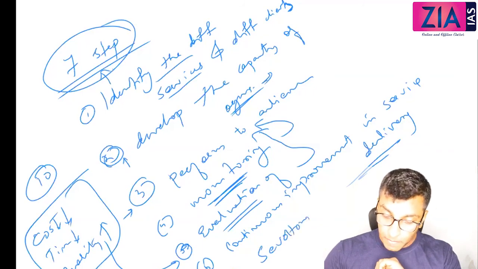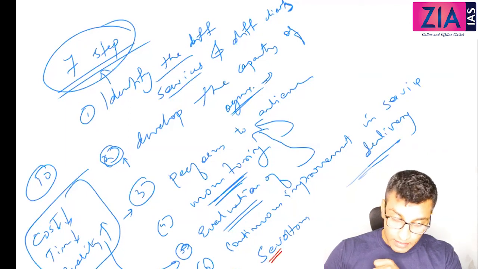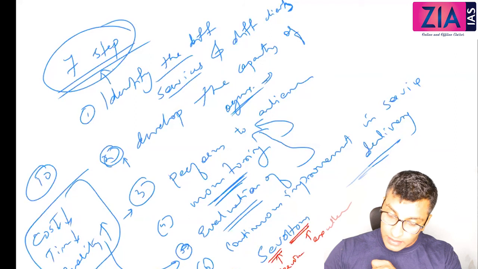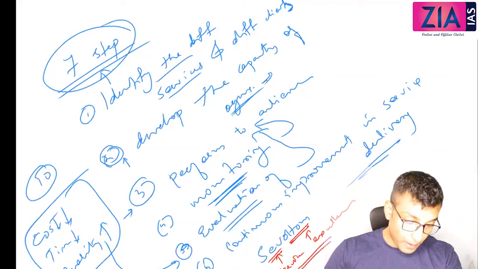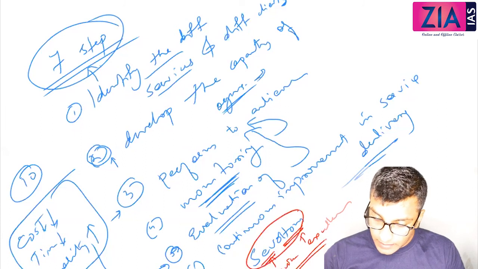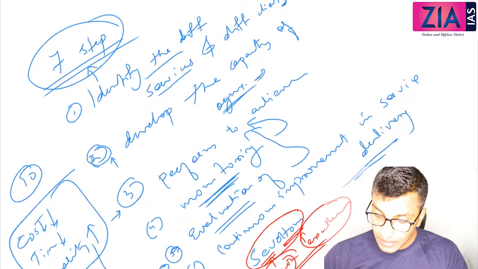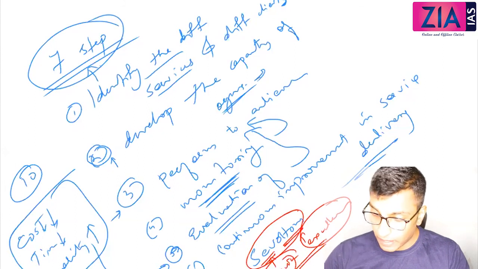SEVOTTAM will be pronounced in different ways by different people. This is Seva and this is Uttam. Seva means service. Uttam means excellence. So provide the services in an excellent way. SEVOTTAM is nothing but achieving excellence in the public service delivery. So that's the SEVOTTAM model, and the SEVOTTAM model has 3 components.